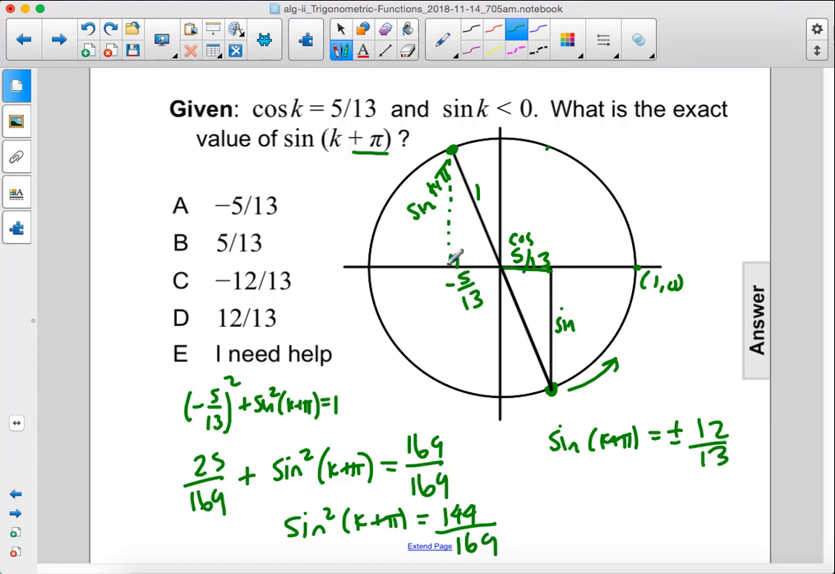Now, the sine value here, is that going to be positive or negative? This is a positive sine value since we're above the x-axis. So the answer is D.